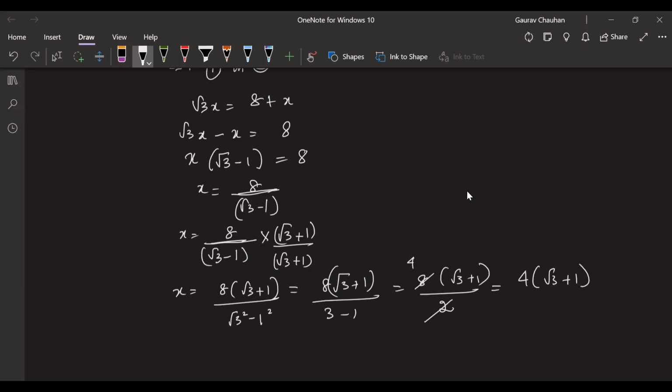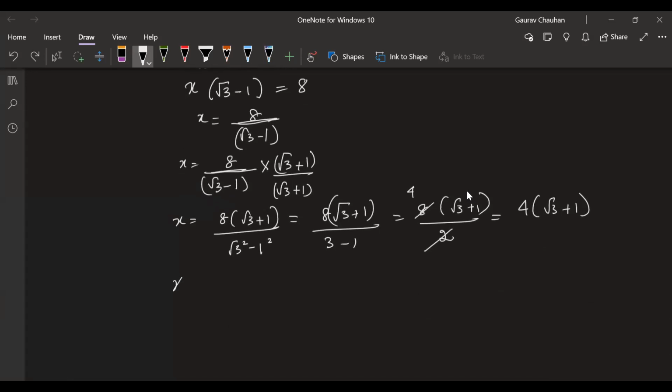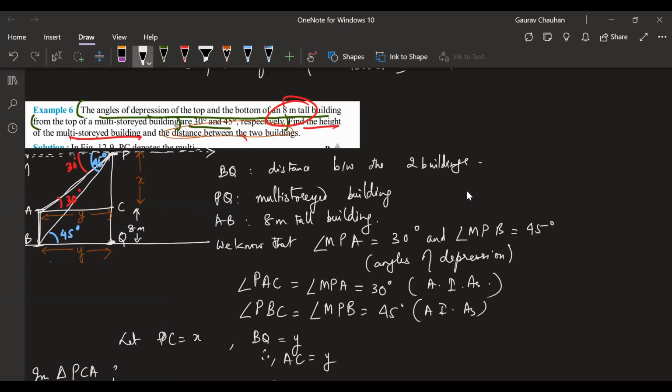Obviously, it's ideal that you change this into a decimal. You can do that part yourself. So x will be equal to 4 into 1.732 plus 1. It will be equal to 4 into 2.732. You multiply this and write how much meter you are getting. You will get x here.